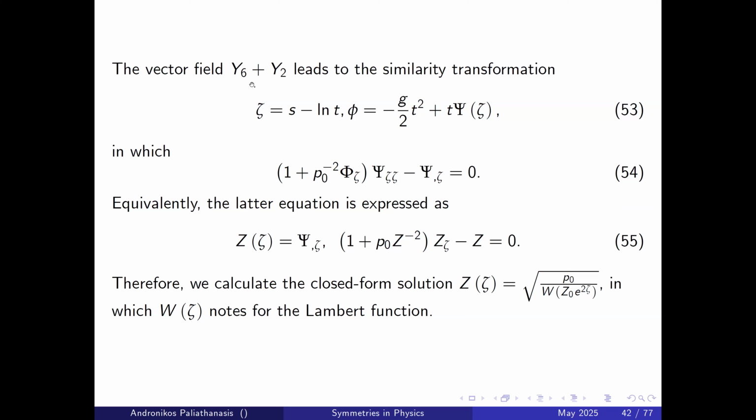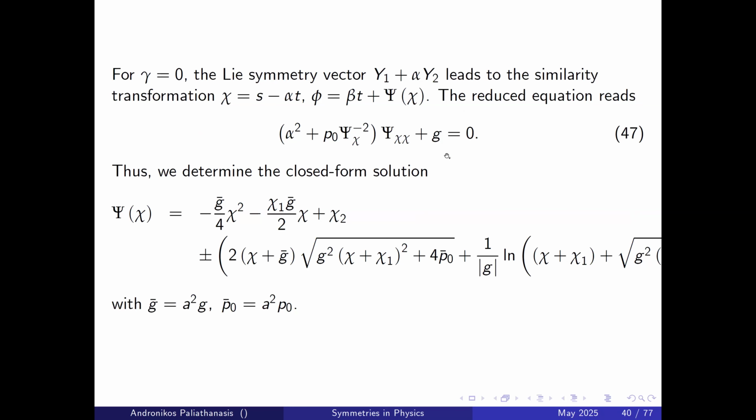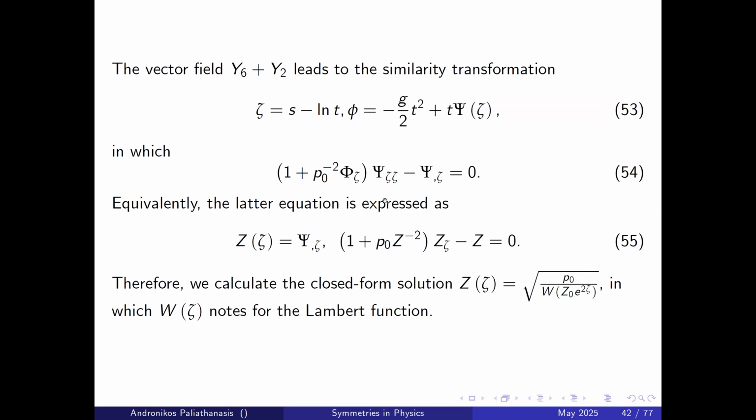Now we assume Y6 plus Y2, which leads to a similarity transformation, and this transformation leads to this equation. And this equation, as you can see, is similar to this one. It's not very different, a small change, but an equivalent one. The latter transformation is expressed in this symmetry form, and the solution is given by the Lambert W function like that.